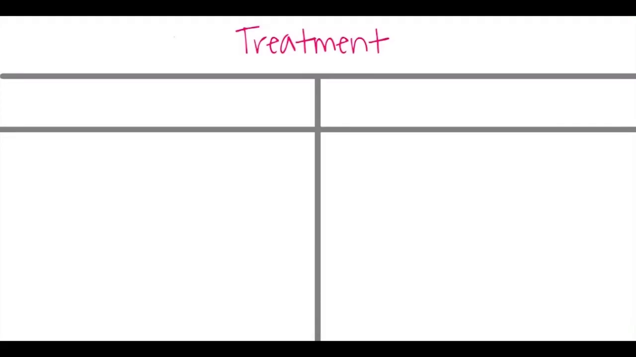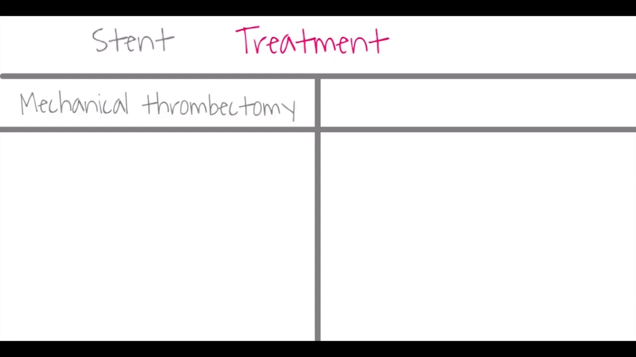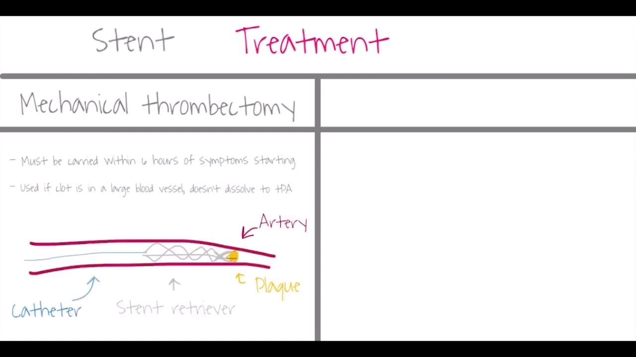There are also two procedures involving the use of a stent, which is a tiny expandable metal or plastic tube that can be inserted into a blocked passageway to keep it open. The first ischemic stroke treatment that uses a stent is a mechanical thrombectomy. This procedure must be carried out within 6 hours of symptoms starting, and is usually only used if the clot occurs in a large blood vessel and can't be completely dissolved with TPA. During the procedure, a catheter attached with a special type of stent, a stent retriever, is inserted into the blocked blood vessel. The stent then opens, grabs the clot, and is pulled out of the vessel.